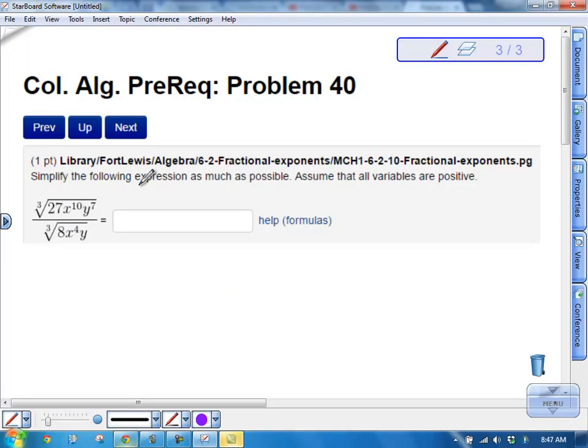Next problem then, it says simplify the following expression as much as possible. So you guys are going to have a big expression like this, and you're going to have to take the cube root of everything. So the cube root of 27 is 3. And then x to the 10th is going to be x to the 10/3 because these radicands right here go in the denominator of the fraction. So then it'd be y to the 7/3 all over the cube root of 8, which is 2. And then it'd be x to the 4/3, y to the 1/3.